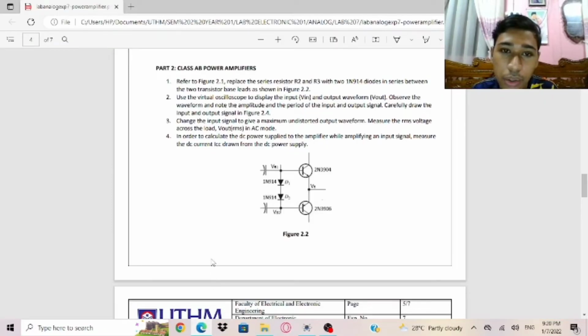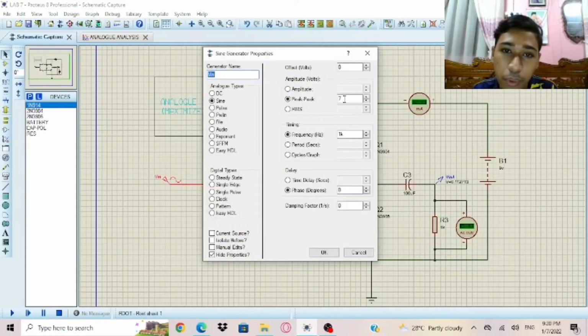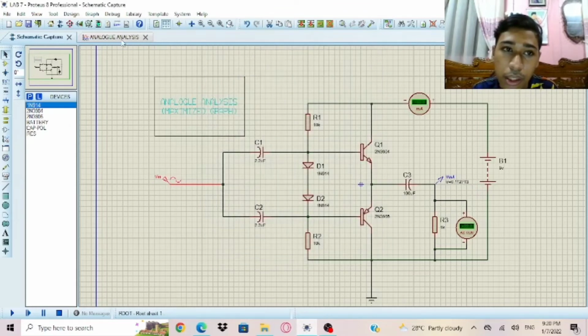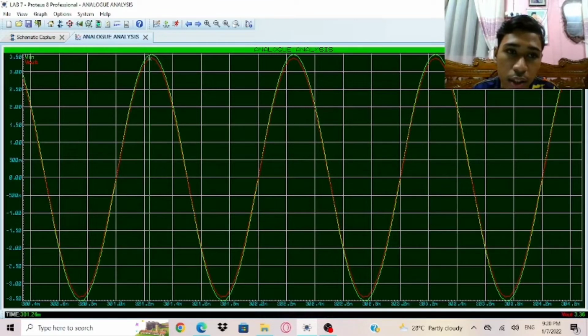First we need to display the input and output waveform. So we need to put the peak to peak value 7 and frequency 1 kilohertz. So this is the waveform for 7 peak to peak, which is V out is 3.38 and V in is 3.5.